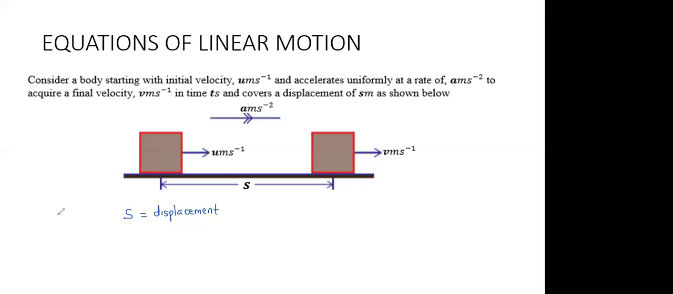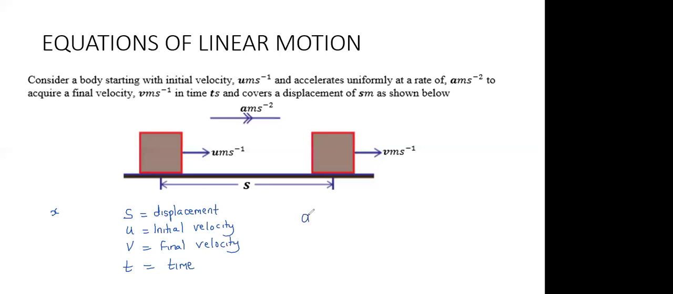Those who read further, you may find that in some books they're using letter X. That one is also okay. But the common letter we shall use here is going to be S. When you find U, U stands for what you call initial velocity, the starting velocity when an object is moving. And then we have V, which stands for the final velocity. And then lastly, we have T, which will stand for time.